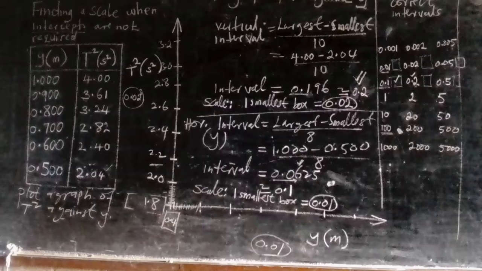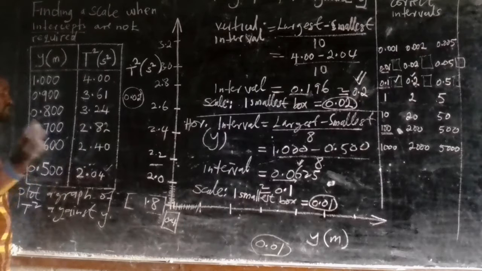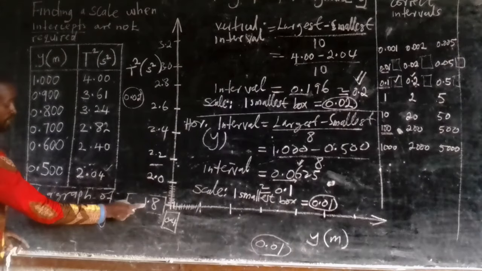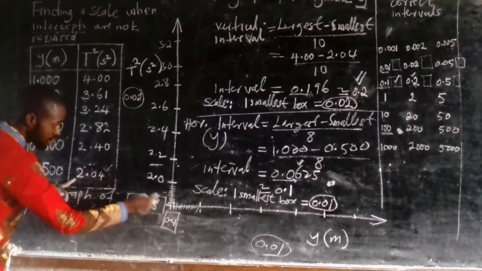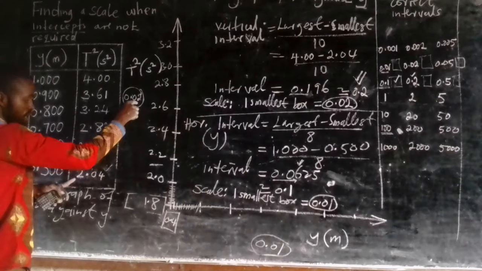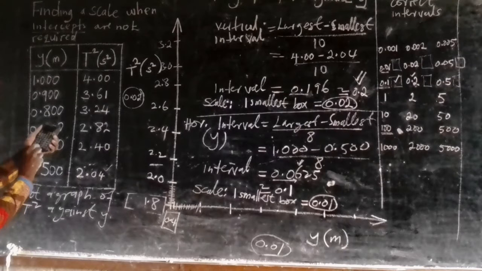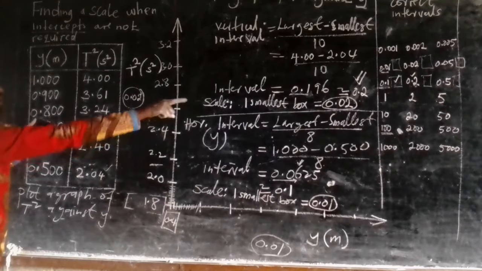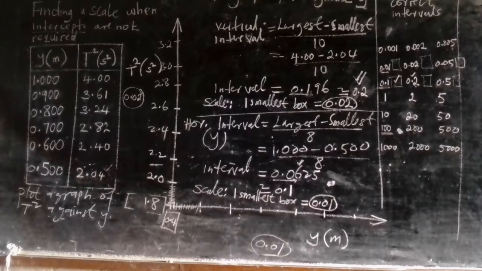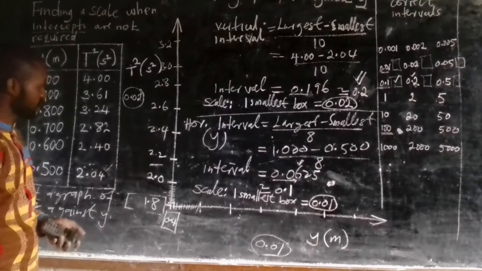Is everyone clear? The starting point has two conditions. One, you come to the column of those values you are plotting, and it must be slightly smaller than the smallest value within that column. And again, it must be divisible by the scale, the value for one smallest box, that is what we call a scale, without any remainder or any decimal point in it. Like for example, when I take 0.8, which is my starting value, and divide by this scale of mine, 0.02, I'm getting 40, a value without any decimal in it. Try yours and see.